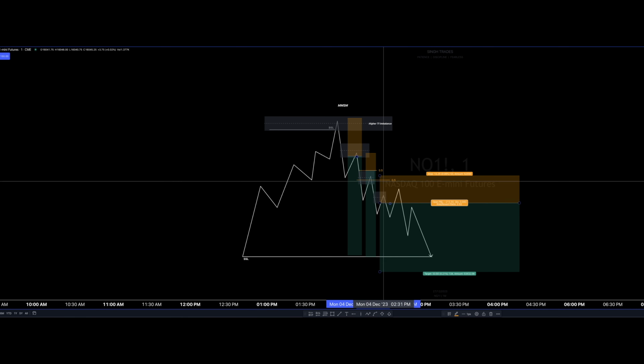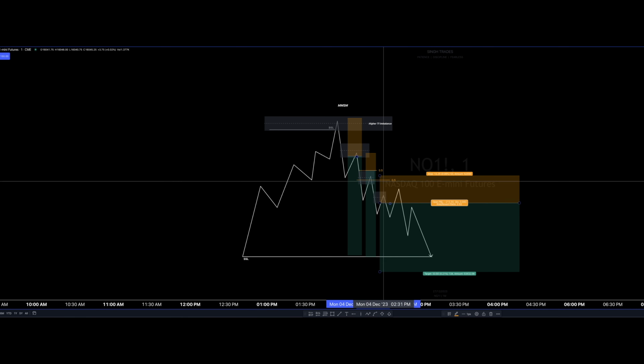Isn't that crazy? Now we're not done yet. So let's say market comes back up, sweeps this high, displaces down, leaves a fair value gap here. I'm going to enter another contract here, put my stop about right here, and my average fill will now be right here. Again, this is a risk-free trade now.